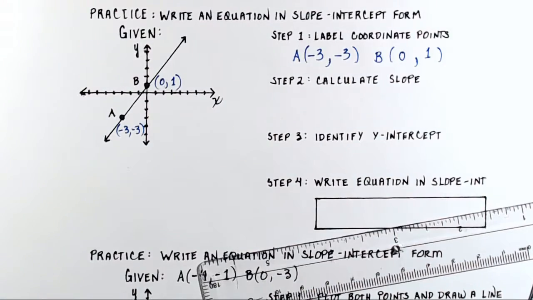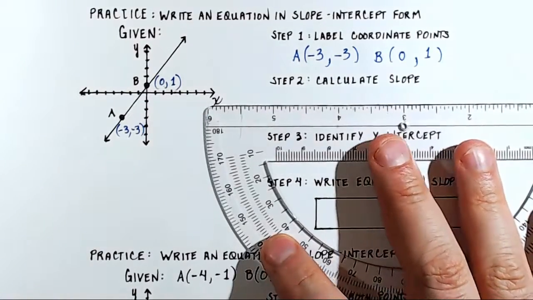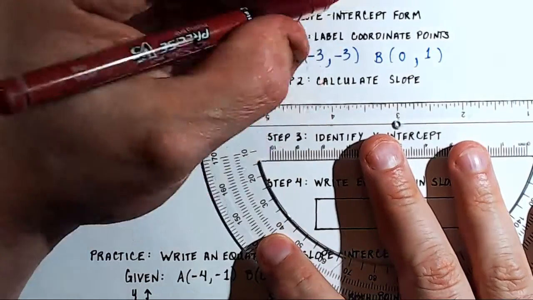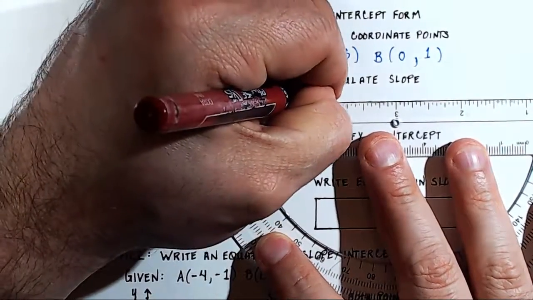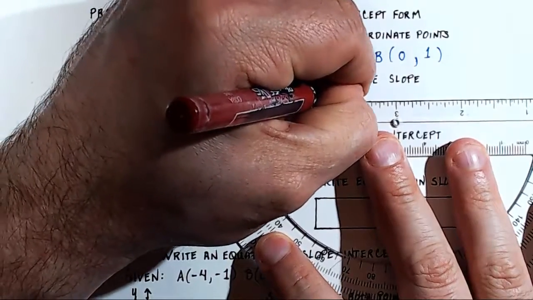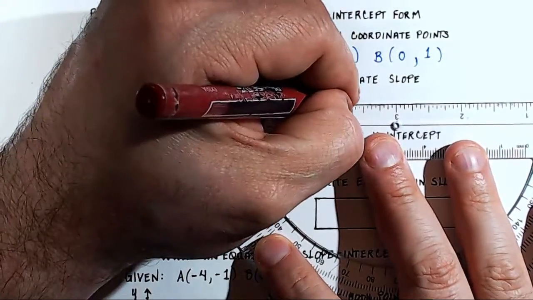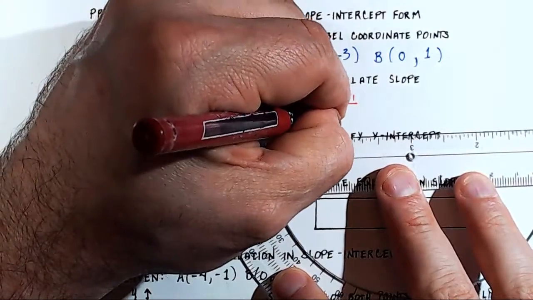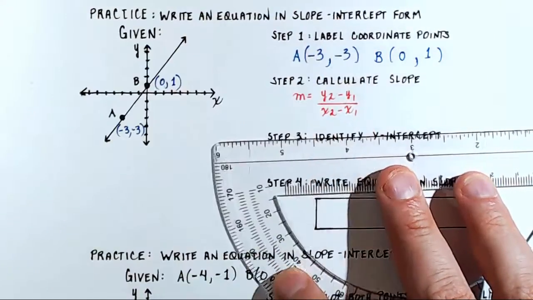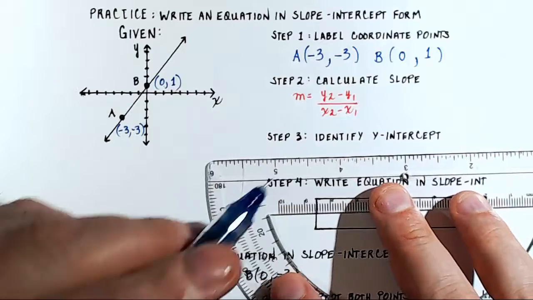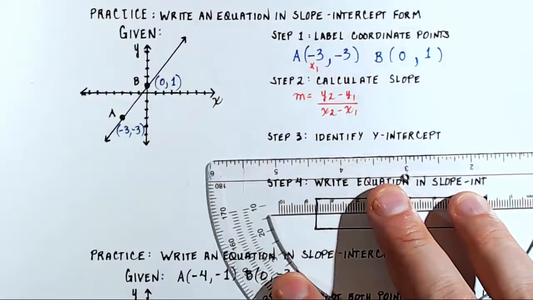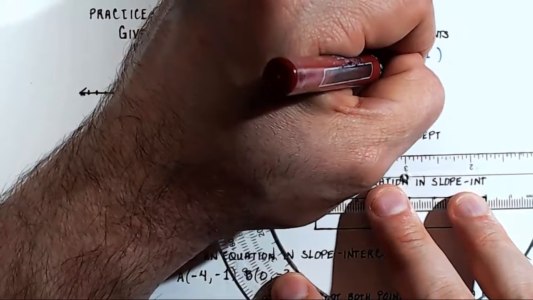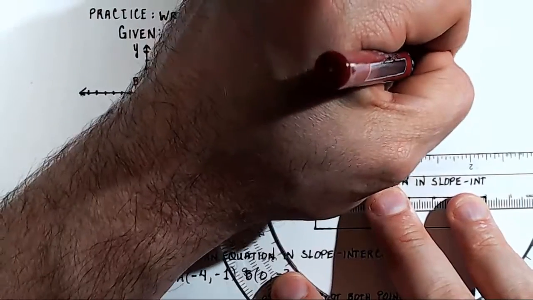We're now asked to calculate the slope. So slope formula. It's always good to rewrite this. m equals y2 minus y1 over x2 minus x1. That's the slope formula. Let's plug in our points. So we should first label them: x1, y1, x2, y2.